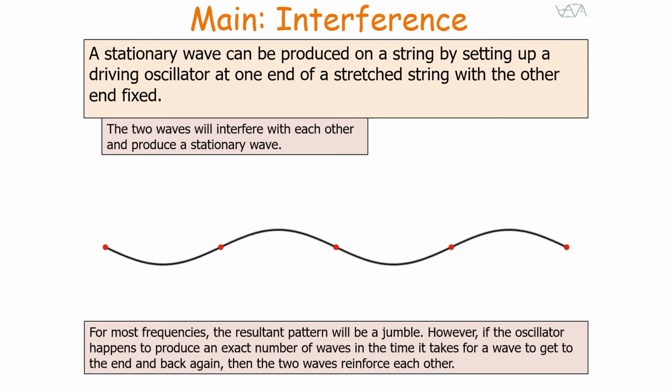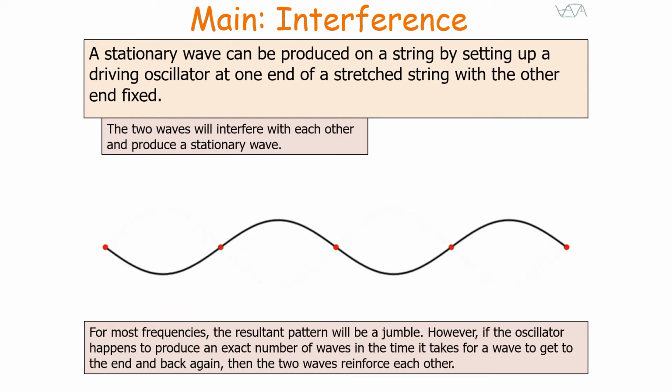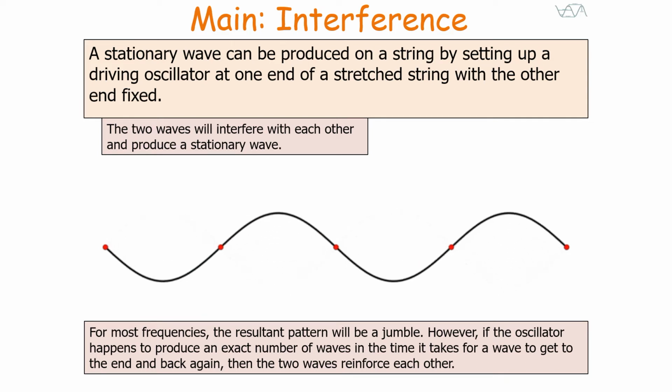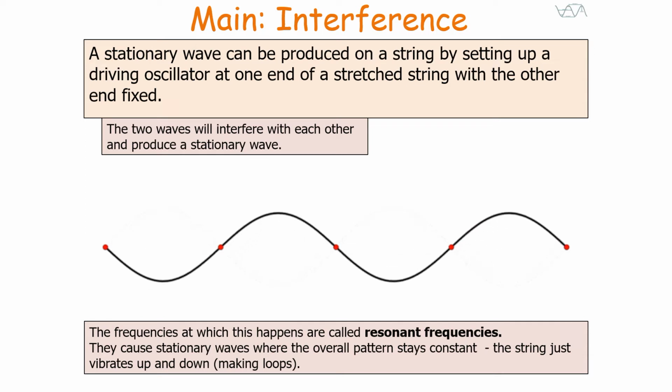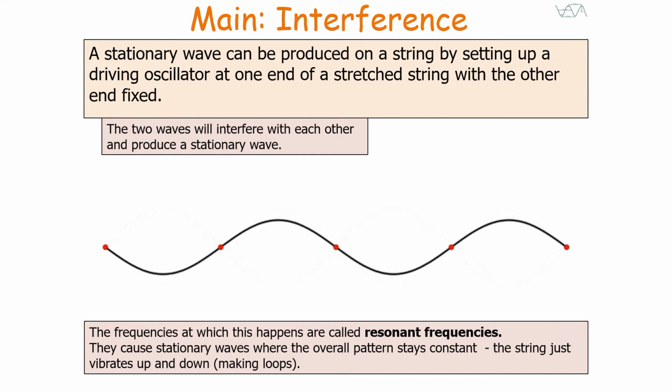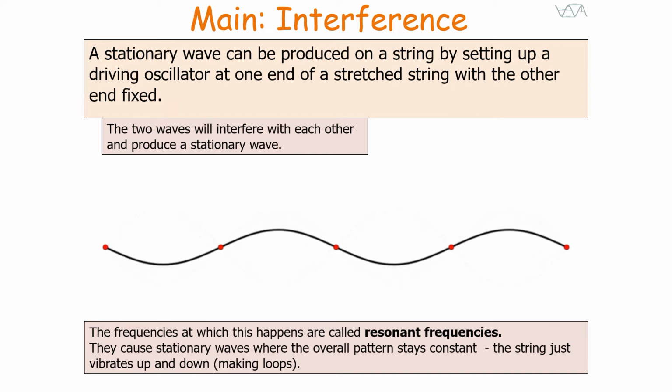However, if the oscillator happens to produce an exact number of waves in the time it takes for a wave to get to the end and back again, then the two waves reinforce each other. Now, the frequencies at which this happens and produce the following pattern are called resonant frequencies. They cause stationary waves where the overall pattern stays constant. The string just vibrates up and down, making loops as shown in this particular diagram.